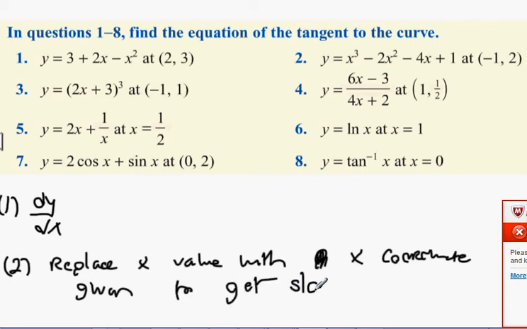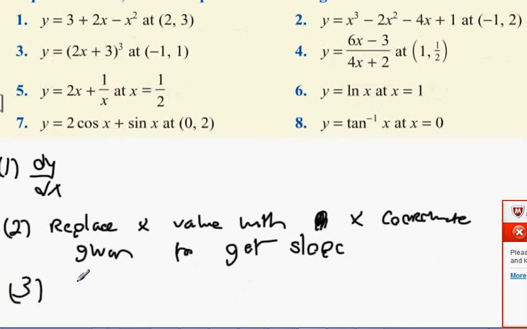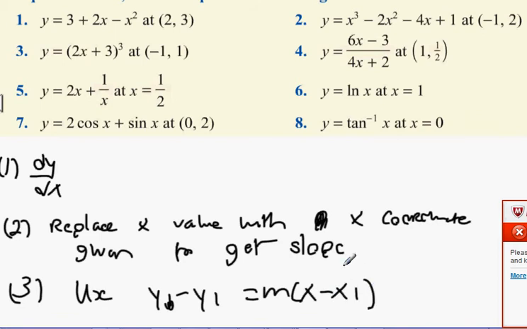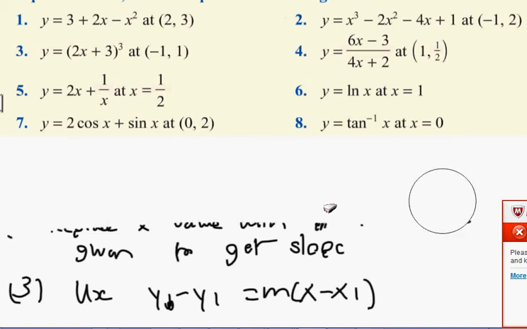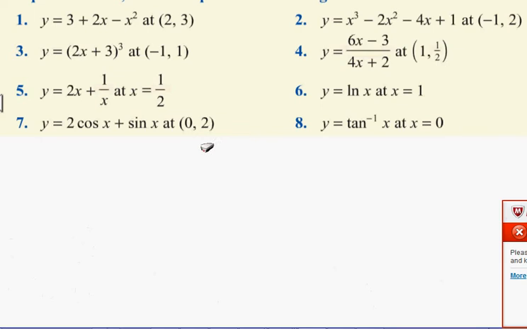And finally, step 3, use the equation of the line, so that's y minus y1 equals m bracket x minus x1, to find the equation of the tangent. 3 steps every time. Okay, so let's begin with number 5, I think it was number 5 I was asked to do. So number 5, let's look at number 5.